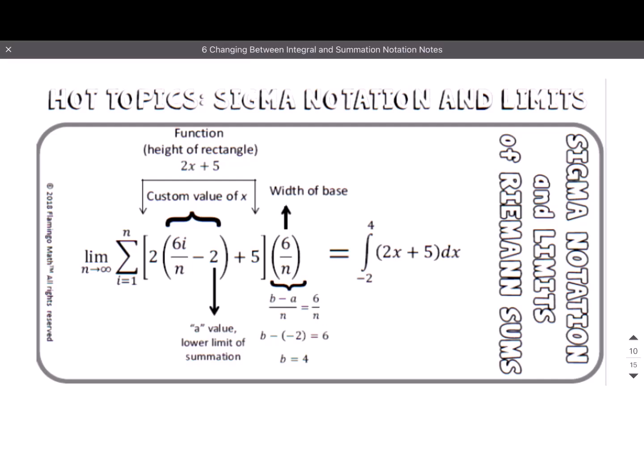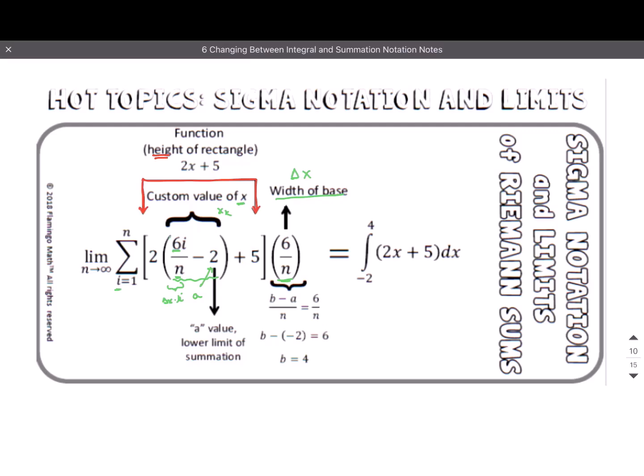When you look at the problem here, the width of the base is at the end here. This is our delta x. Now, this is our entire function. That's the height of the rectangle, the function. But this piece in here, that's the value of x. That's the x sub k. This piece is your a, and this piece is your delta x times k, or in this case, times i. Notice the delta x was 6 over n, and then they multiplied by i instead of k. It doesn't matter if it's an i or a k. Notice your summation, i is going from 1 to n.